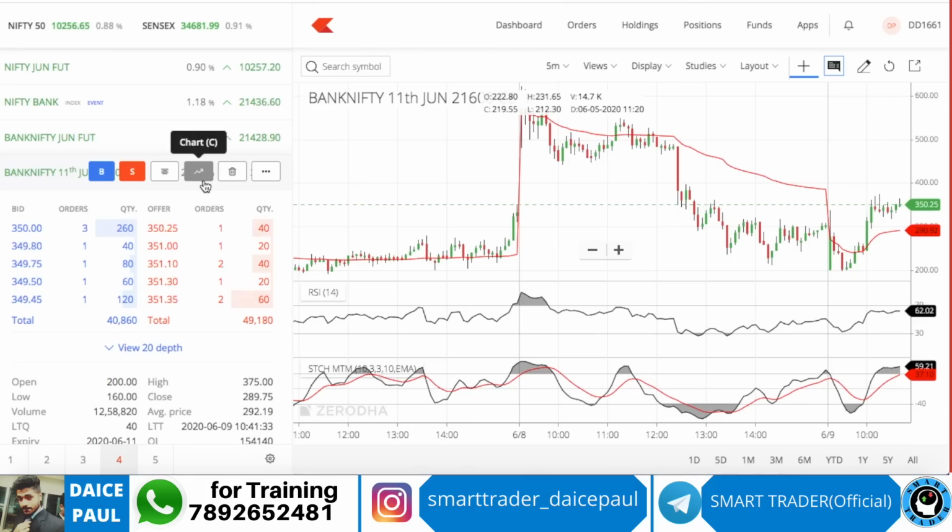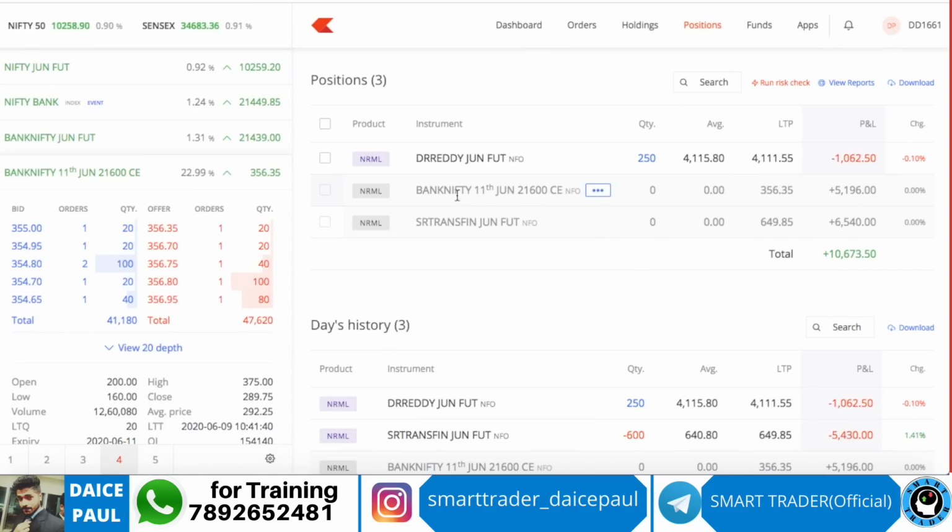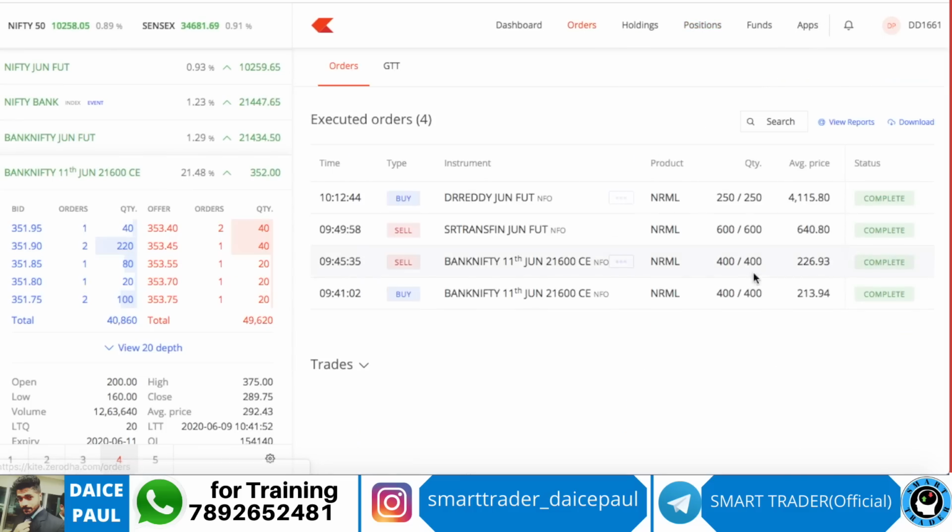Yesterday I also took advantage of those. I'm trying it for a few days. If you see my Bank Nifty 11th June, that was the order, one option trade I have taken. I have done paper trading for many days, so I felt a bit confident in scalping. This is basically scalping. Let me show you the orders. I took entry around 213.94 and then scalped out at 226.93, so close to 13 rupees I have made on this particular trade, which is close to 6% of this particular premium.